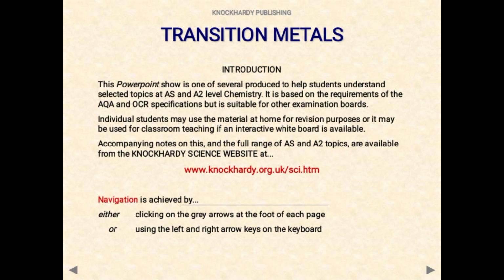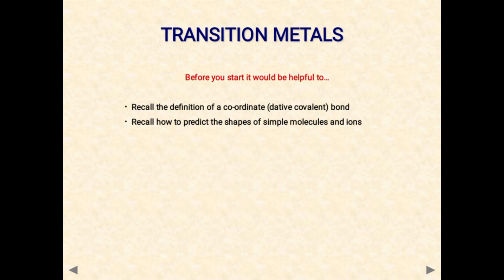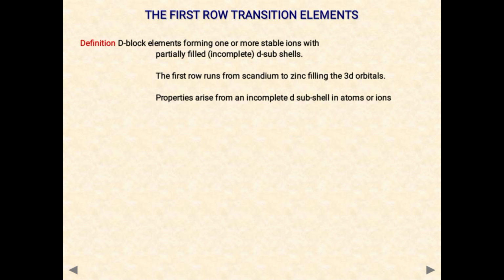So we are starting with the definition, metallic properties, electronic configuration, variable oxidation states, colored ions, complex ion formation, shapes of complexes, isomerism in complexes, and then finally catalytic properties. So now we are starting with the definition.